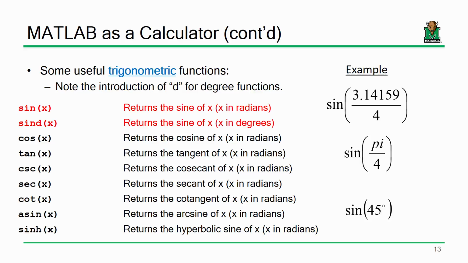The sine of 3.14159 divided by 4. And that, just based on your understanding of numbers, is obviously radians. And the second one is also radians. But then this third one is saying the sine of 45 degrees.